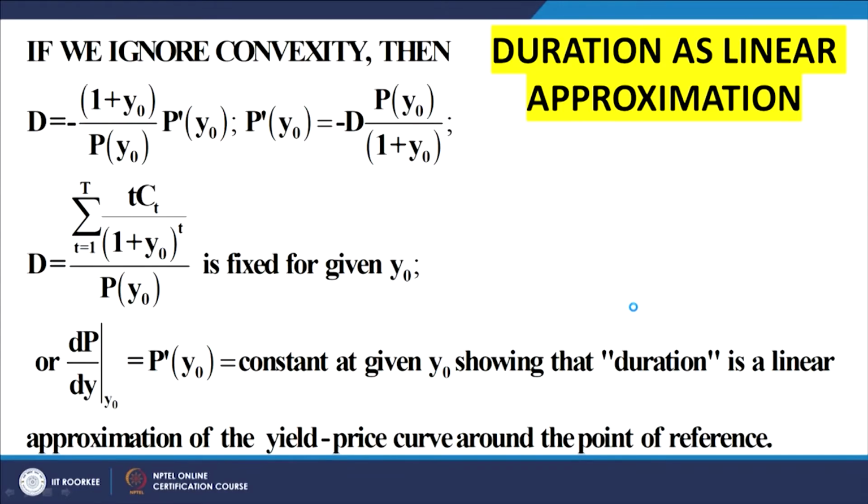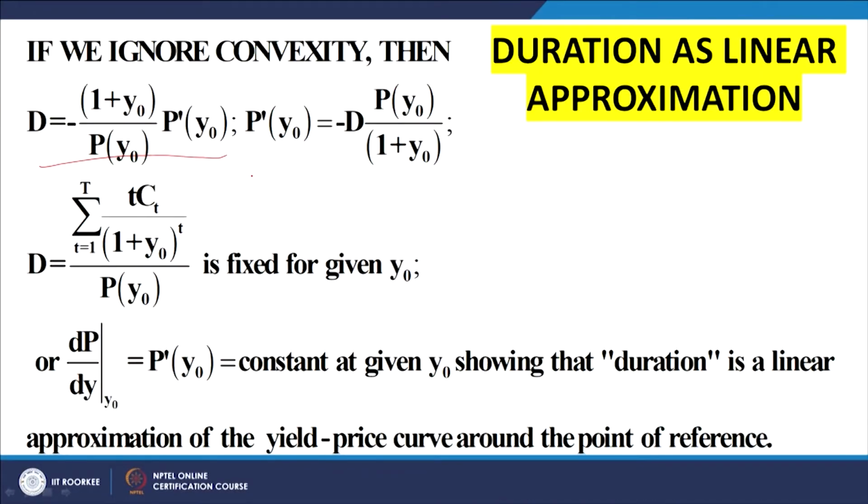Now, the interpretation of duration, this is important. Let us look at this slide for a minute. The first term is the definition of duration, and on rearranging terms what we find is P dash y 0. What is P dash y 0? P dash y 0 is the slope of the yield price curve at the point y 0. And on rearranging the definition of duration, we find that P dash y 0 is equal to minus D P y 0 upon 1 plus y 0.